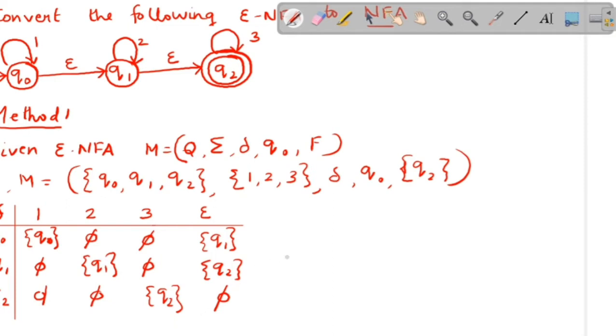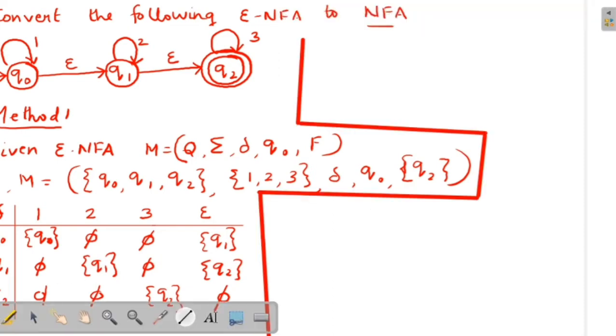Our aim is to construct the NFA. We can represent that NFA as M dash. From the equivalence of epsilon NFA and NFA, we know that the equivalent NFA M dash is equal to (Q, sigma, delta dash, Q0, F dash). The difference is only in the case of delta and F, so we have to find out only delta dash and F dash.